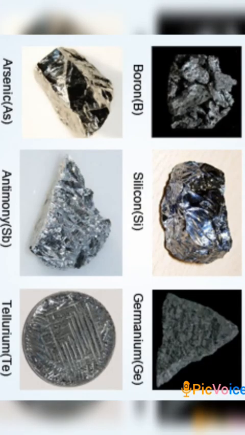Now the third category of elements is metalloids. The examples of metalloids are boron, silicon, arsenic, antimony, etc. These are the elements which have the characteristics of both metals and non-metals. They have the appearance of metals, but they are poor conductors of electricity.